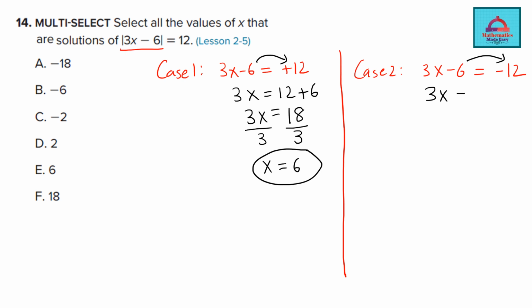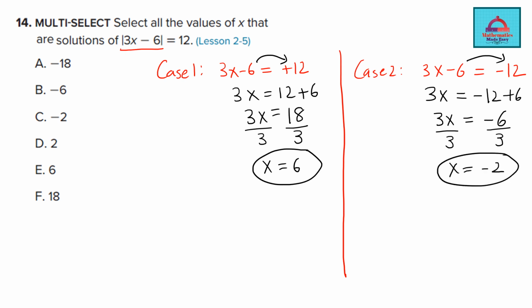Let's find the next solution by moving the minus 6 to the other side. It becomes plus 6. So you get minus 6. Again, you divide by 3 both sides and your x is minus 2. So we have got the two solutions and it was a multi-select problem. So more than one correct answer. So one is 6 and another is minus 2. That's how you solve an absolute value equation.